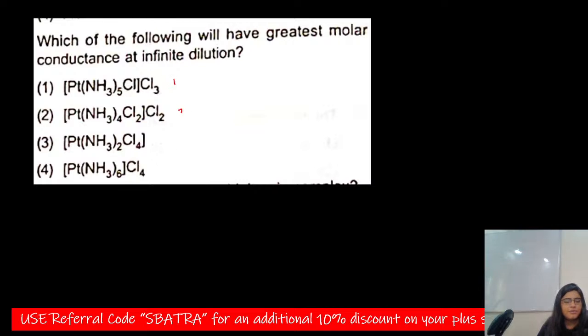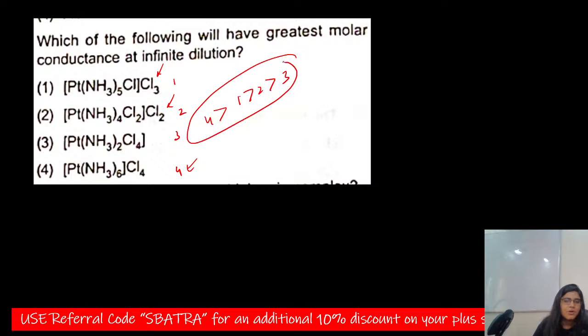Now let's write down the molar conductance order. If these are 1 2 3 4, the molar conductance order will be 4, then first, then second, and then third. This is your molar conductance order. Similarly, the van 't Hoff order will be the same, 4 1 2 3. This is your van 't Hoff order.